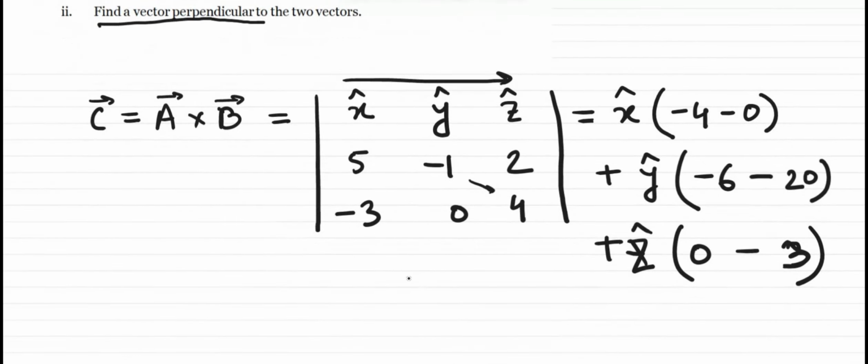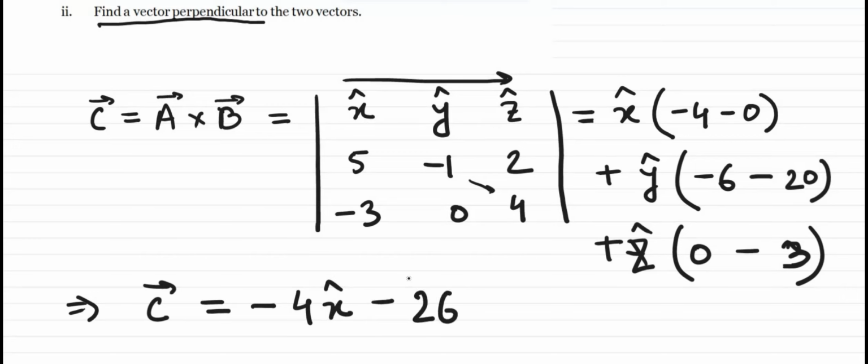So if you simplify it, what do you get? You get C, the perpendicular vector, equals negative 4 x hat, negative 26 y hat, negative 3 z hat. And this gives us the vector perpendicular to the two vectors.